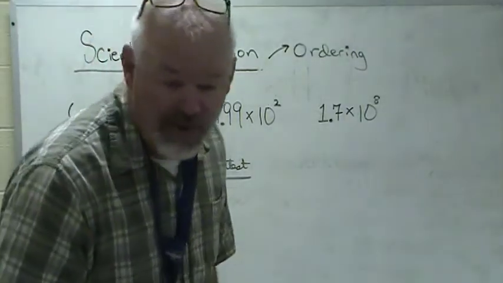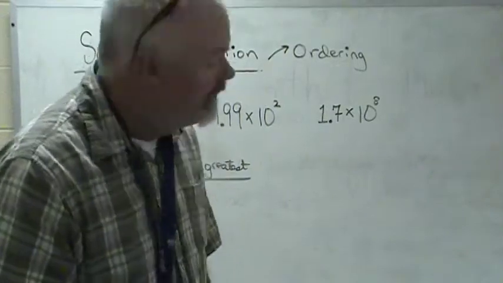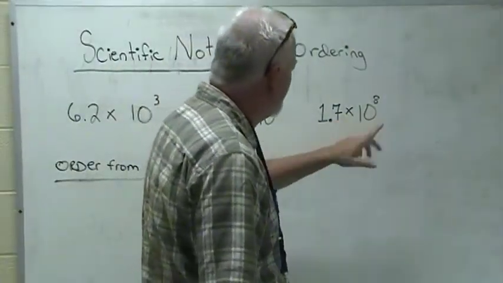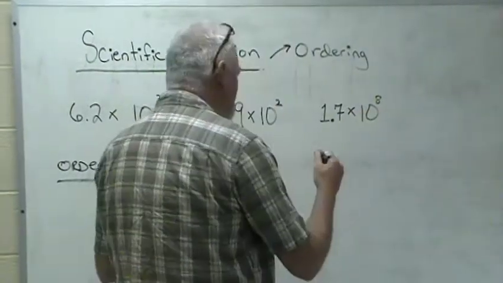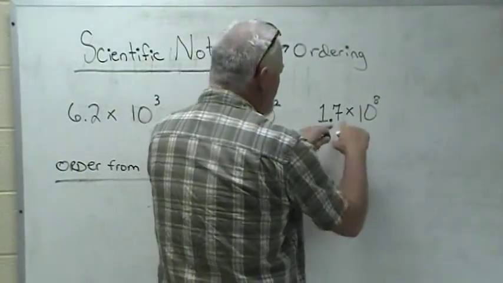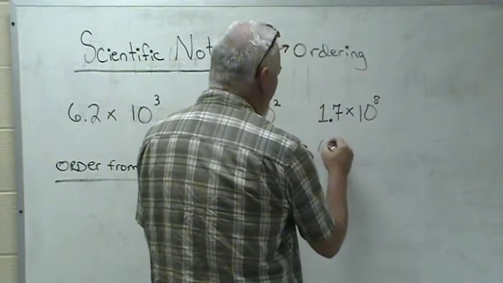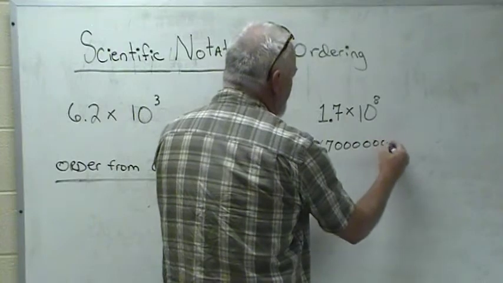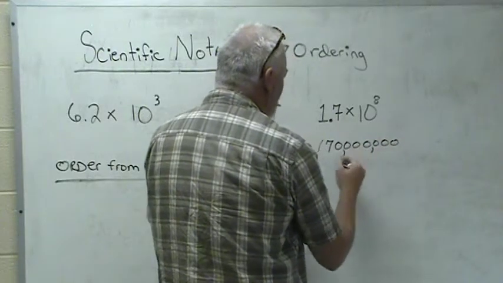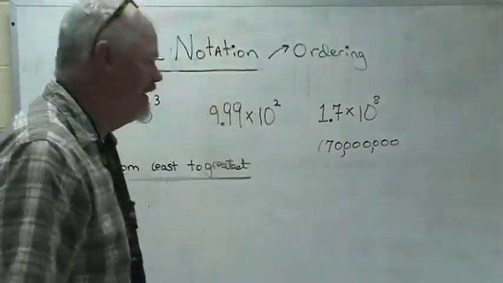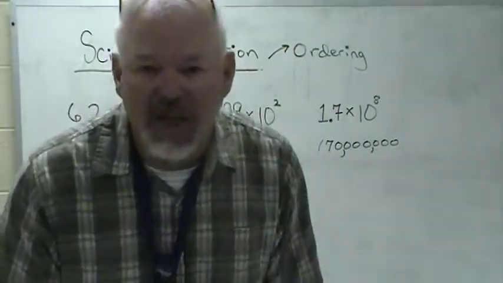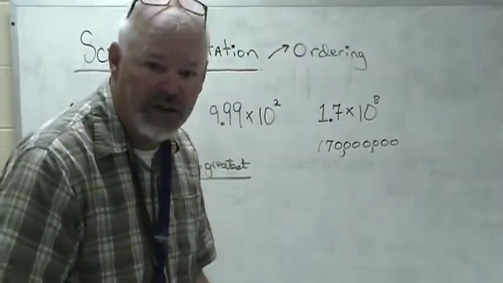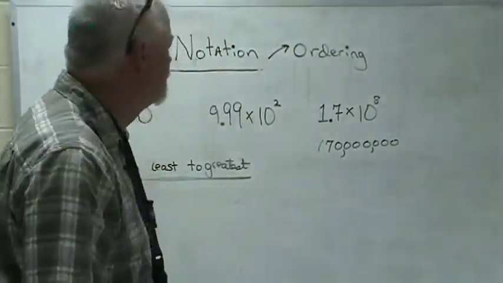Now, I'm going to have some of you do it the hard way. The hard way would be going, all right, 1.7 times 10 to the 8th. I've got to move that decimal 8 places, so 1, 2, 3, 4, 5, 6, 7, 8. So that number is 170 million. Guys, don't do it. You don't need to do it.